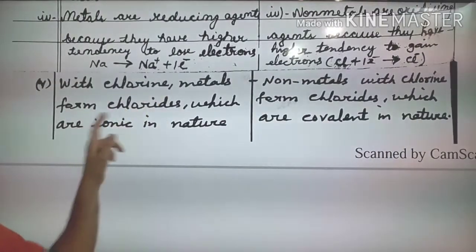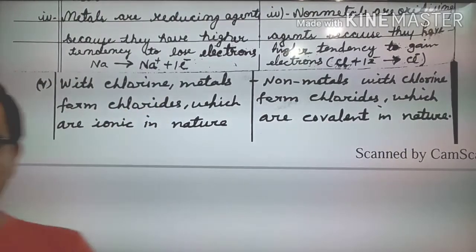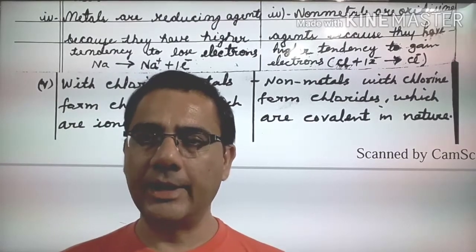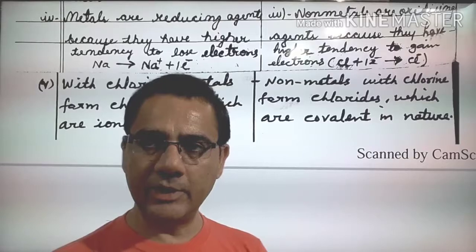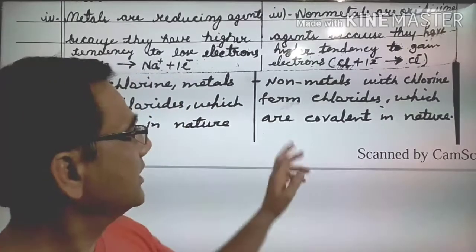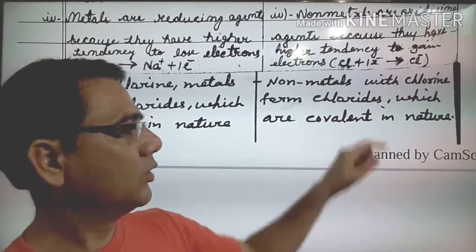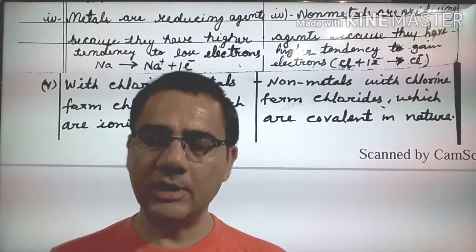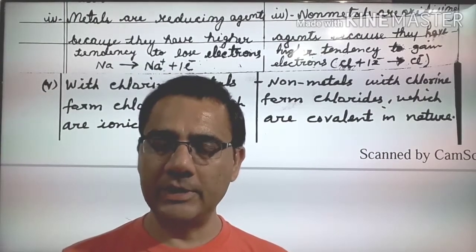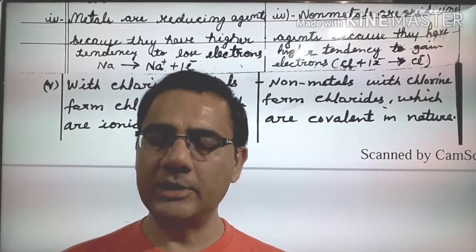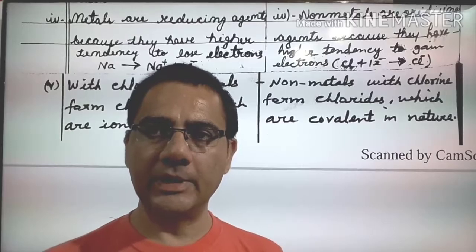with chlorine, metals form chlorides which are ionic in nature. Metals, when they react with chlorine, form metal chlorides and these metal chlorides are ionic in nature. Non-metals, when they react with chlorine, also form chlorides but they are covalent in nature. Non-metals with chlorine form chlorides which are covalent in nature. So these are the 5 properties, the differences in the chemical properties of metals and non-metals.